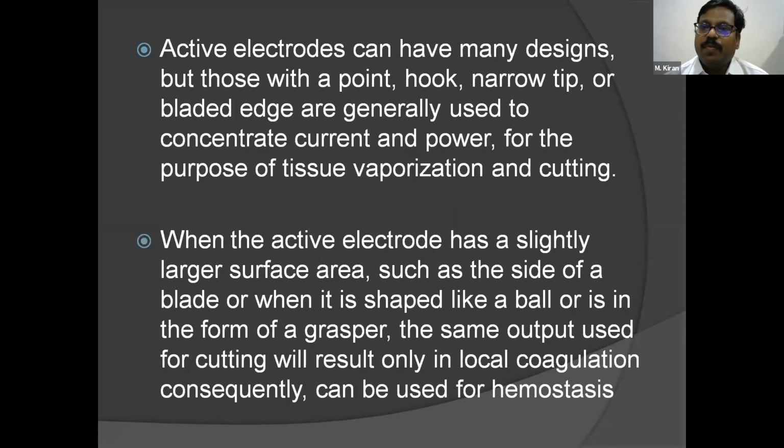Active electrodes can have many designs, but those with a point, hook, narrow tip or bladed edge are generally used to concentrate current and power for the purpose of tissue vaporization and cutting. When the active electrode has a slightly larger surface area, such as the side of a blade, or when it is shaped like a ball or is in the form of a grasper, the same output used for cutting will result only in local coagulation. Consequently, it can be used for hemostasis.